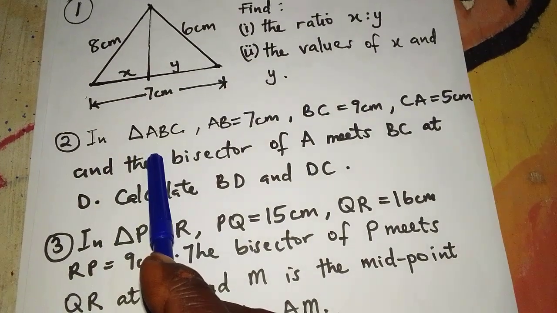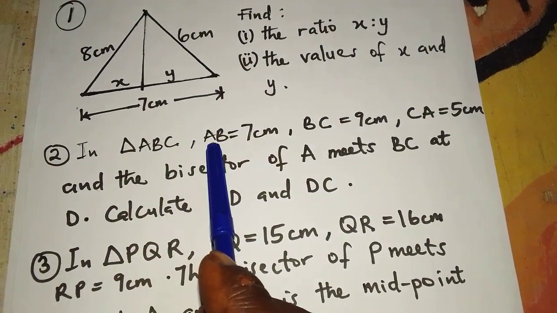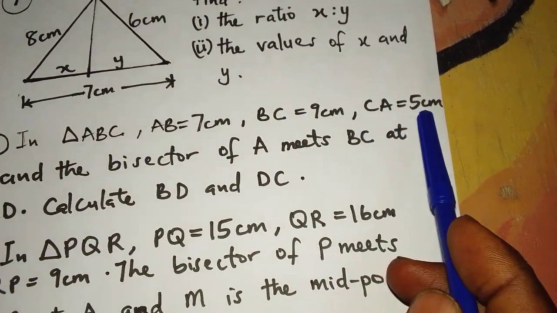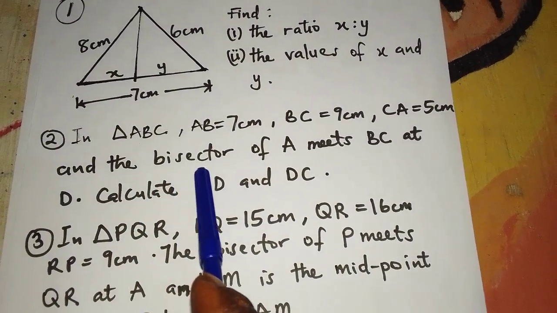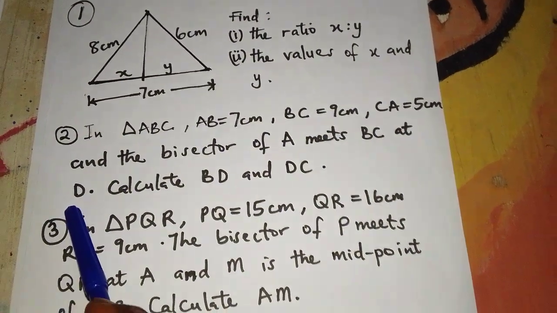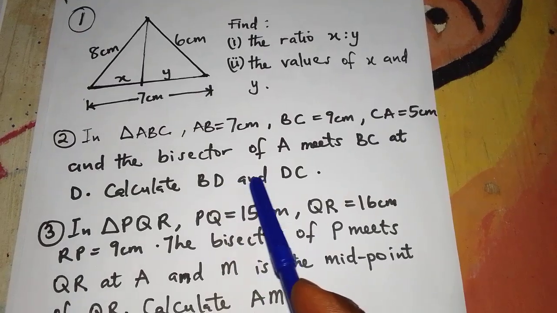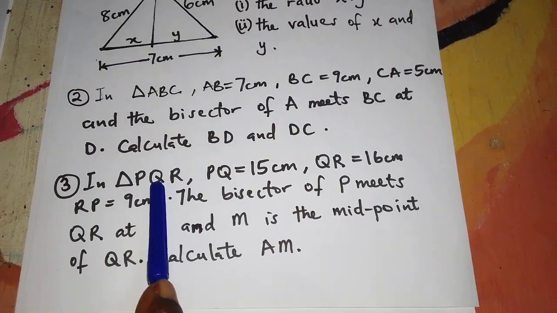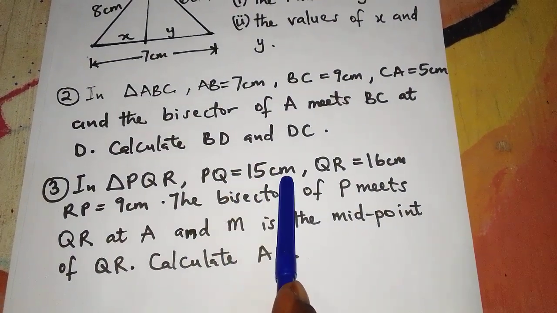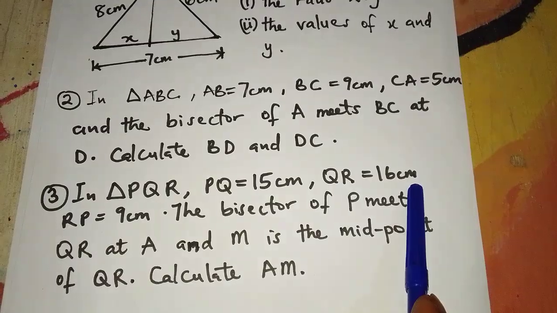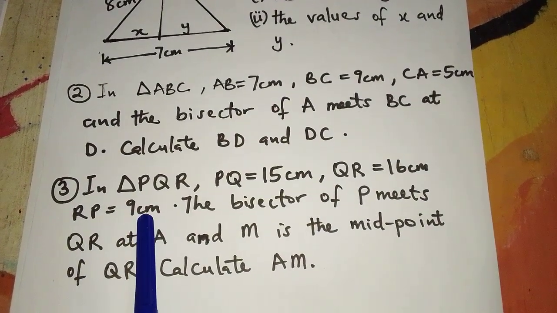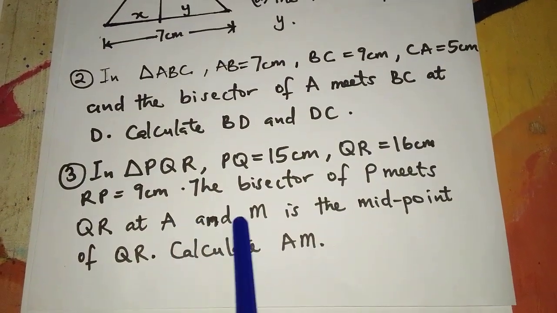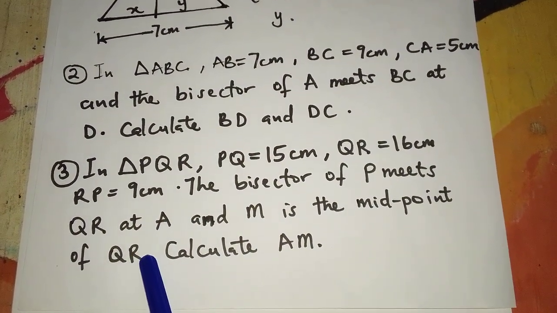Number 2. In triangle ABC, AB is 7 centimeter, BC is 9 centimeter, CA is 5 centimeter, and the bisector of A meets BC at D. Calculate BD and DC. Number 3. In triangle PQR, PQ is 15 centimeter, QR is 16 centimeter, RP is 9 centimeter. The bisector of P meets QR at A, and M is the midpoint of QR.